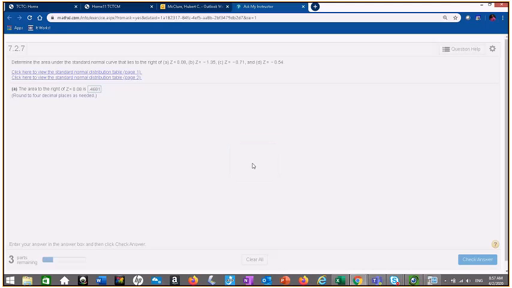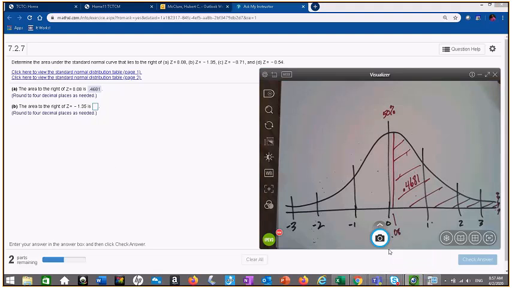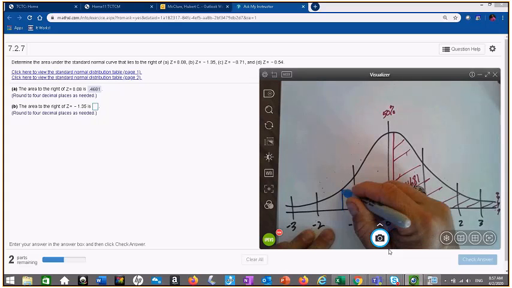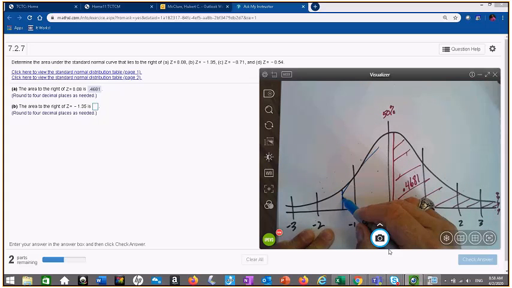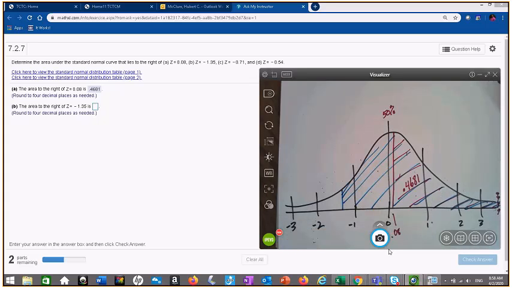Next, they want to know to the right of negative 1.35. To the right of negative 1.35. So I'm going to do that in blue. So that's going to be 50% plus 34%, which is 84%.